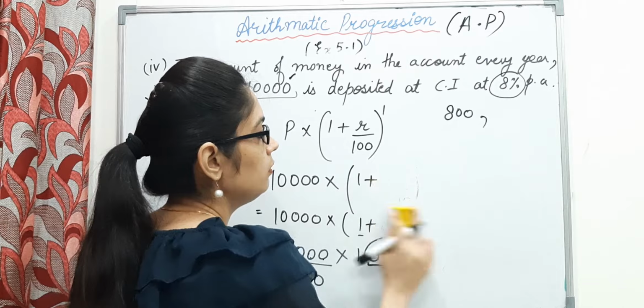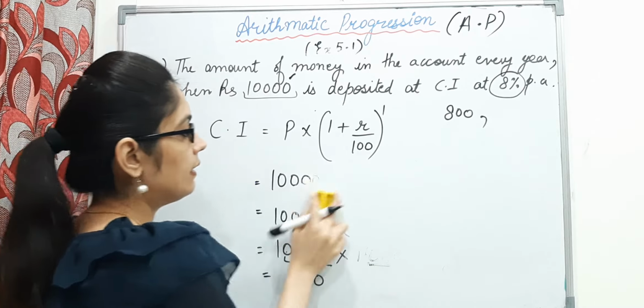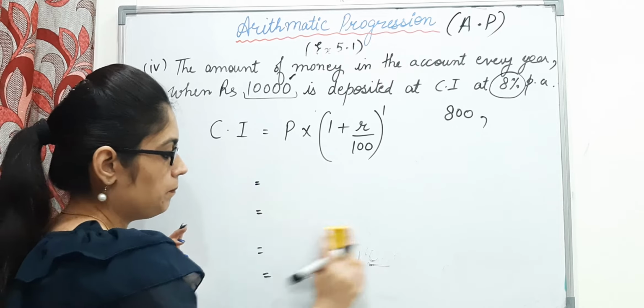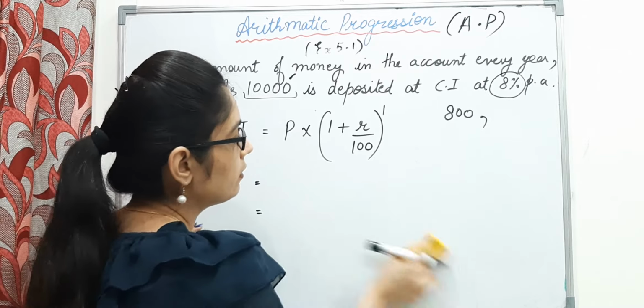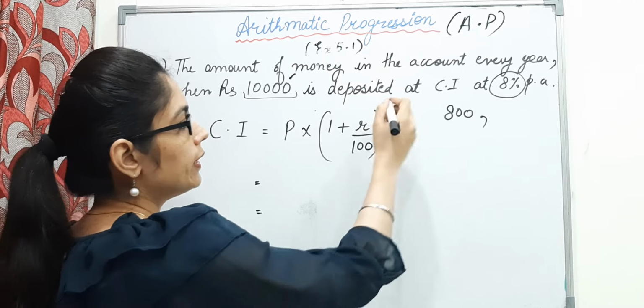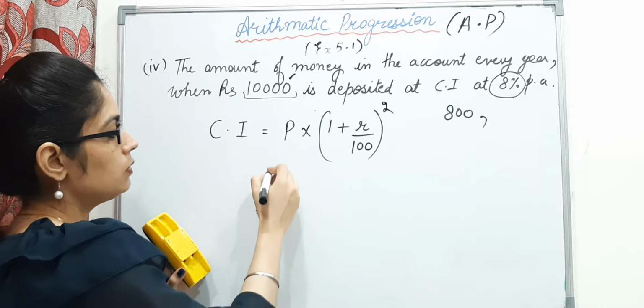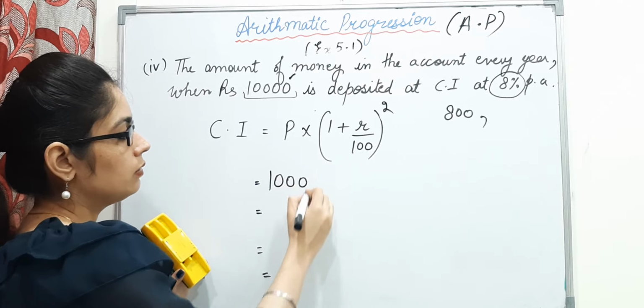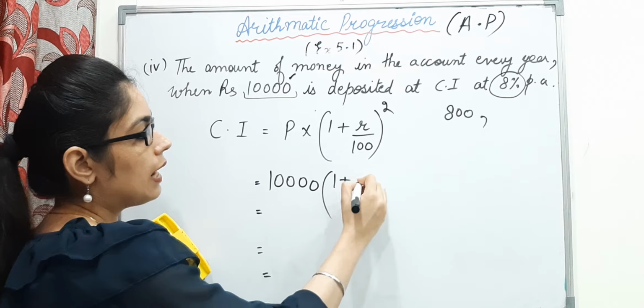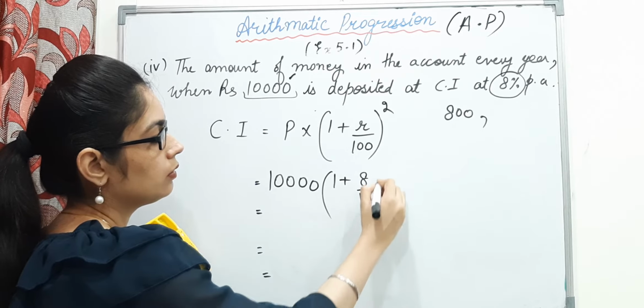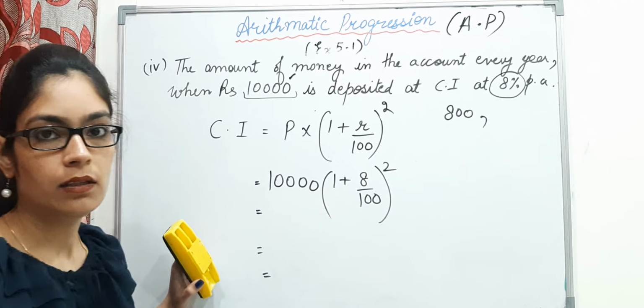Now let's find for second year. See, second year formula will remain same. The only thing is that here time will change to 2. All the things will be same. So principal is 10,000. 1 plus r is 8 by 100. Whole power square.